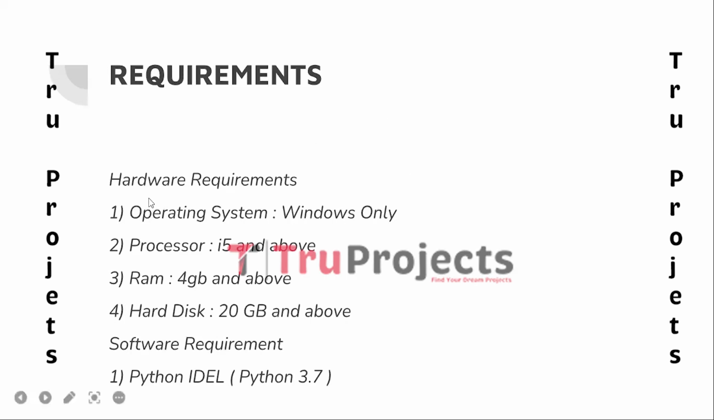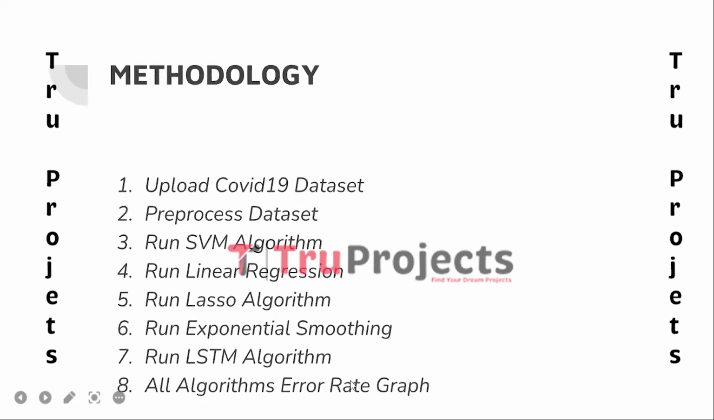These are the basic requirements needed to build this project. Hardware requirements are operating system as Windows, processor of i5 and above, RAM of 4GB and above, hard disk of 20GB and above. Software requirement: Python IDLE with version 3.7.